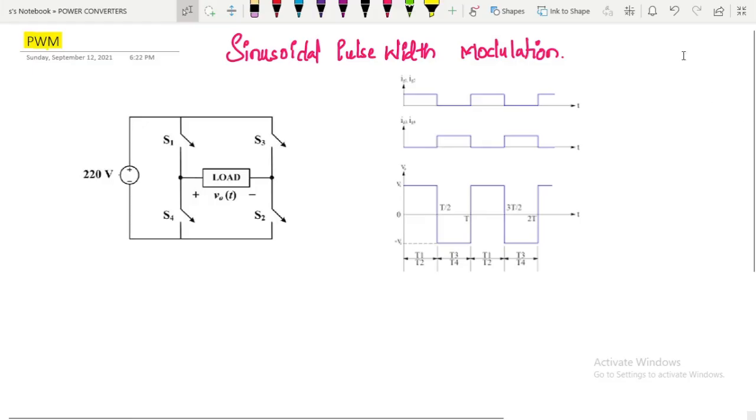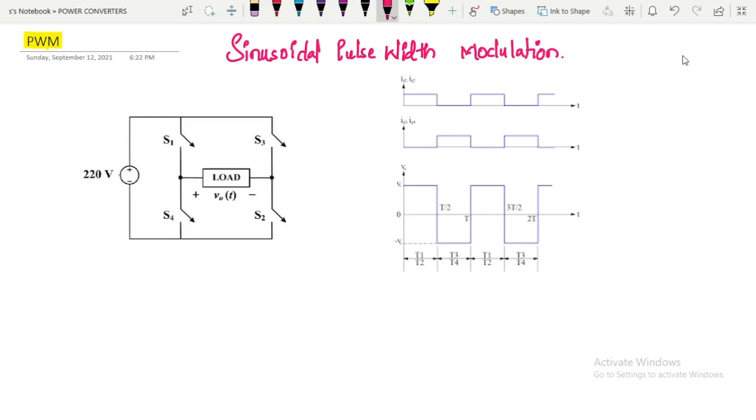Hello students, we are going to see sinusoidal pulse width modulation. So why do we need this modulation technique? Earlier we have seen for a full bridge inverter, these are the switches S1, S2, S3 and S4.